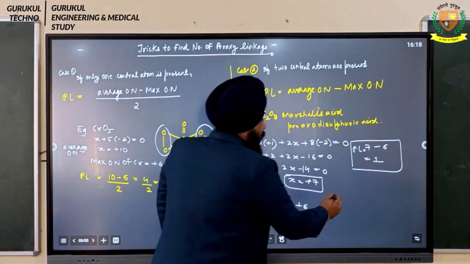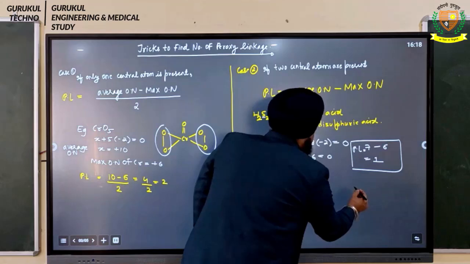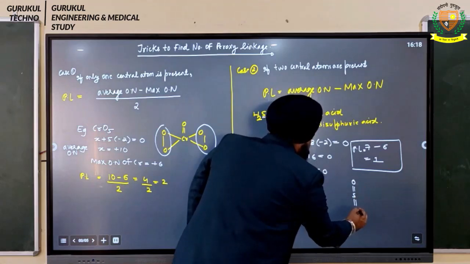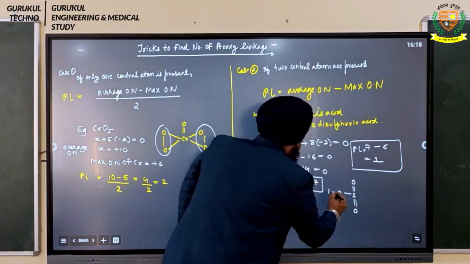If we draw the structure, it is going to be somewhat like this. See, here there is sulfur. Here there is one oxygen. Here there is one oxygen. Here you write it as OH.